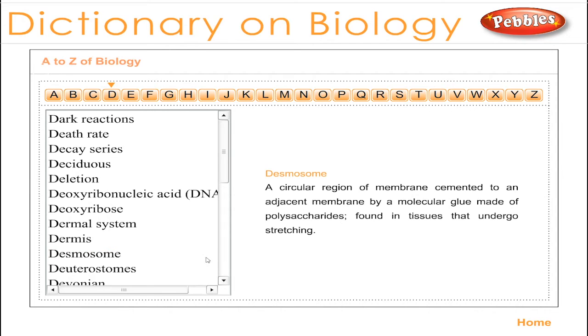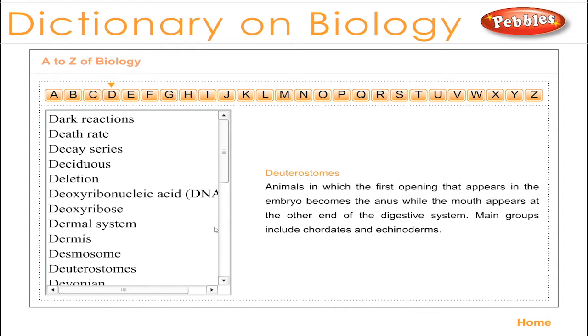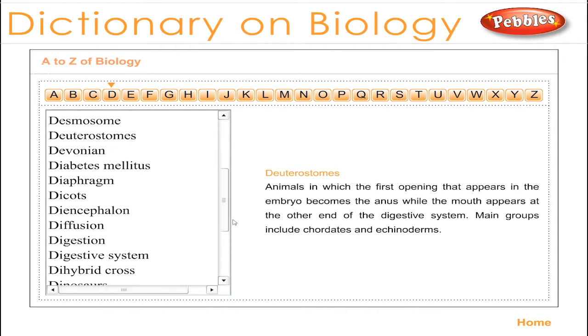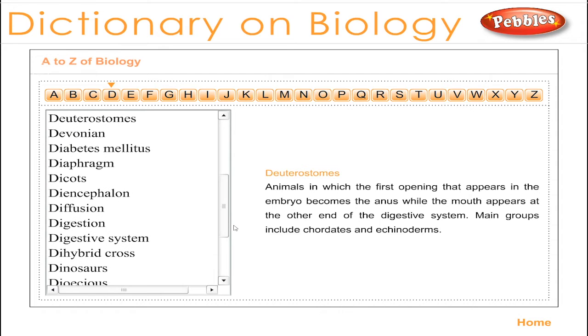Desmosome, a circular region of membrane cemented to an adjacent membrane by a molecular glue made of polysaccharides, found in tissues that undergo stretching. Deuterostomes, animals in which the first opening that appears in the embryo becomes the anus, while the mouth appears at the other end of the digestive system. Main groups include chordates and echinoderms.